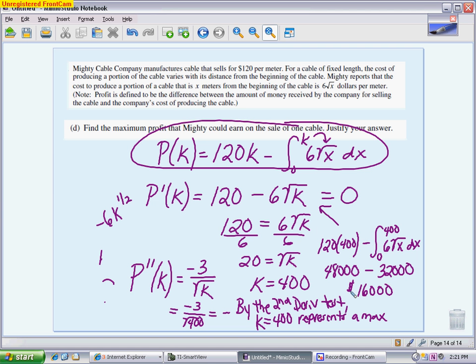1 point for saying that the derivative equaled 0 and actually writing what P prime of K looks like. 1 point for figuring out that K then has to be 400. 1 point for telling me why it really is a maximum, justifying it in one of many ways. And then 1 point for giving the actual answer of a profit of $16,000.